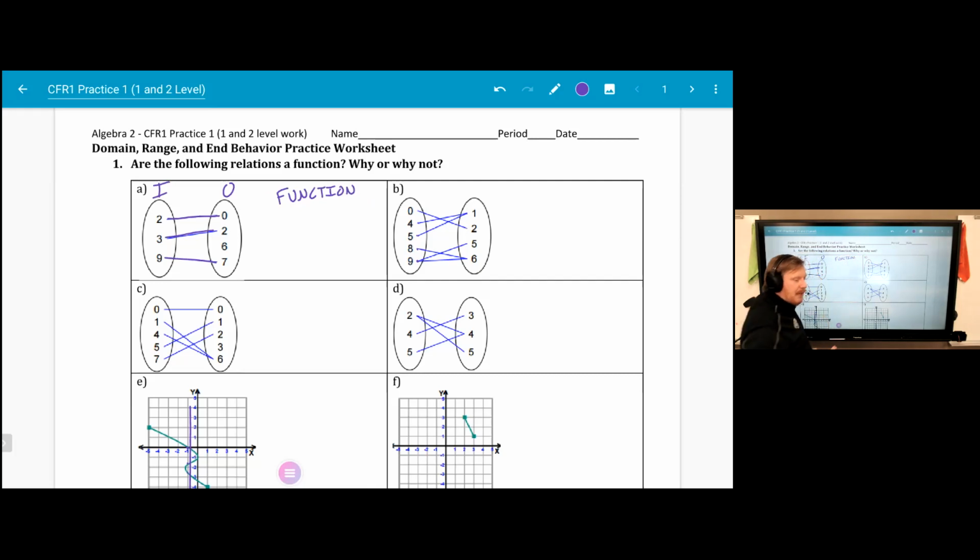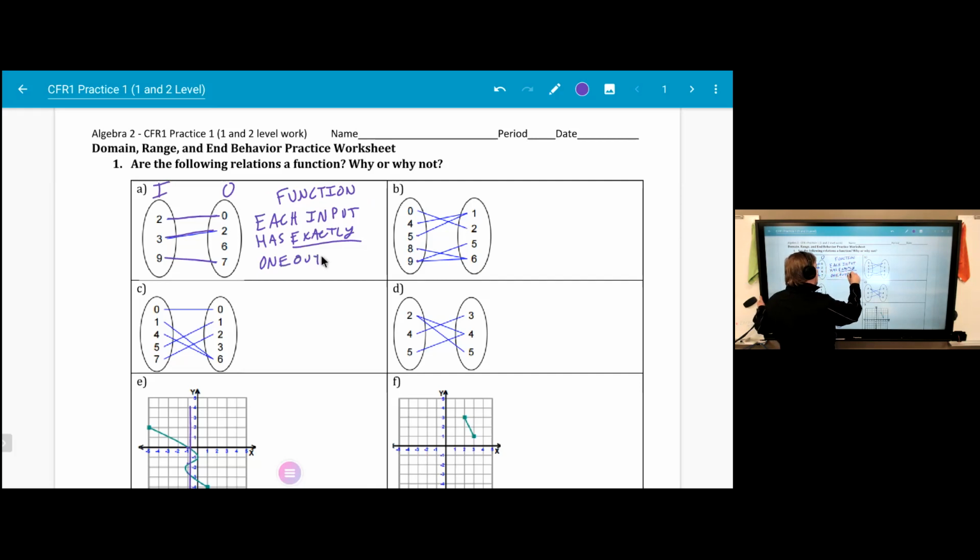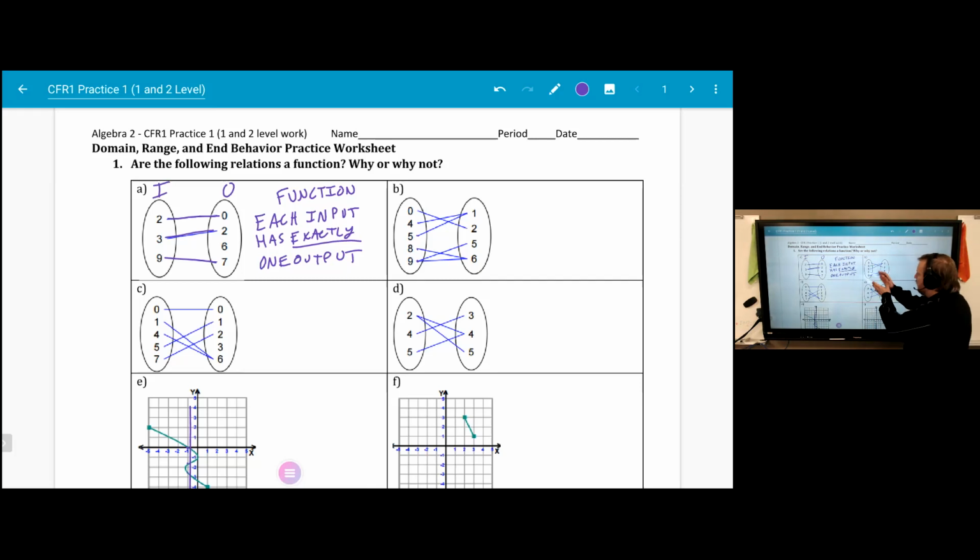With the reason being that each input has exactly one output. Not more than one. Now let's look at B.